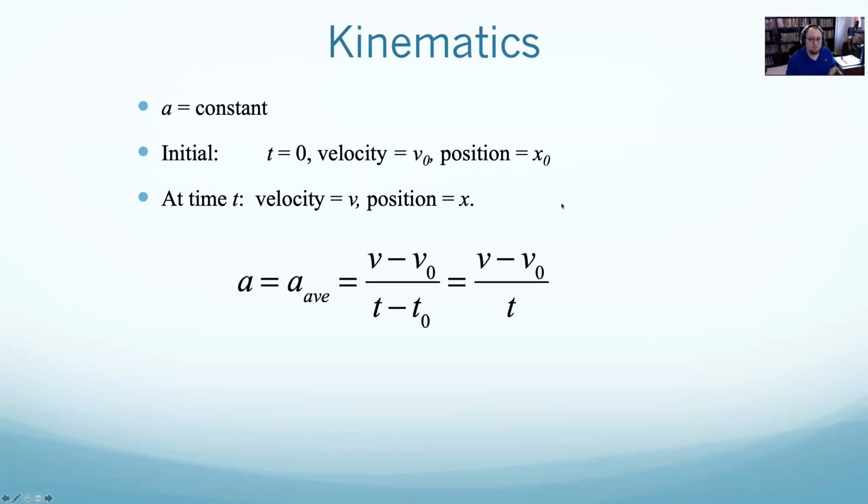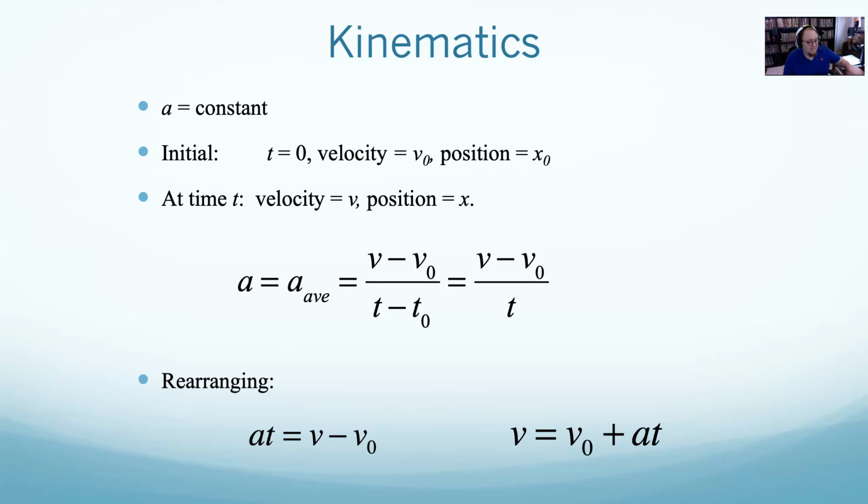If I take that equation and multiply both sides by t, I get that at equals v minus v naught. If I then add v naught to both sides, I get v equals v naught plus at. What this says is that your velocity as a function of time, whether something is accelerating or not, is going to be its initial velocity plus acceleration times time. This will give you velocity as a function of time. That's the only thing you need here. In fact, of all the equations I introduced so far this chapter, this is the first one that actually matters. Okay.